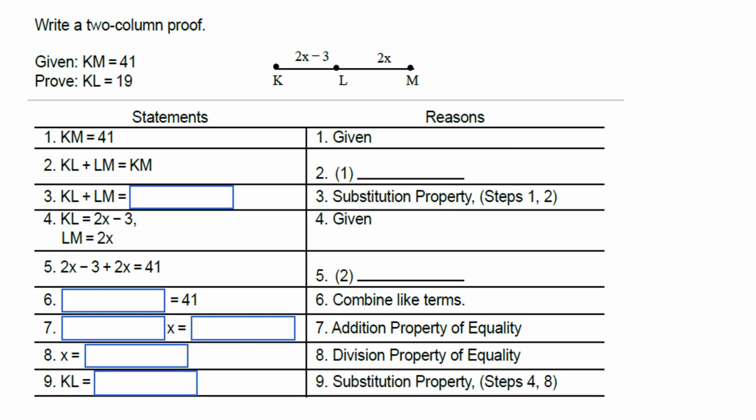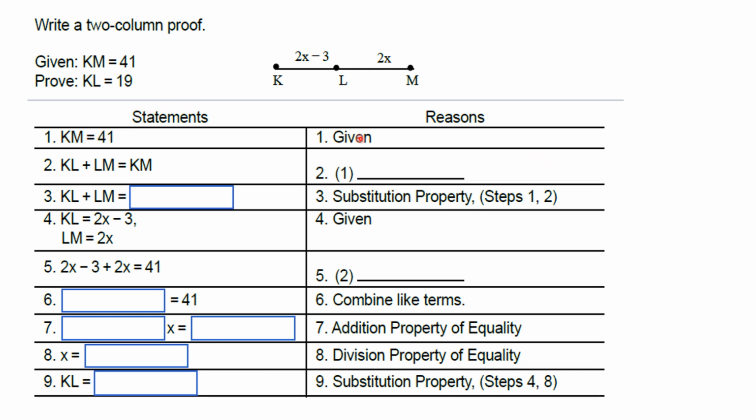Last one, this one's a segment problem, so you're probably going to be using that segment addition postulate that we saw earlier. All right, we're supposed to be writing a 2-column proof. We're given that the length of the line segment KM is 41, so KM is 41. And we would like to prove that KL, that's that chunk on the left, that the length of the line segment KL is 19. All right, so let's follow along here and fill in our 2-column proof.